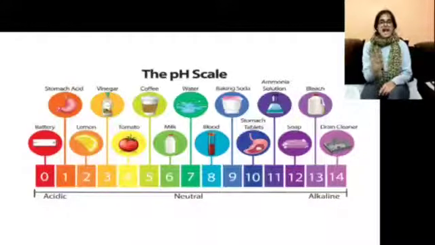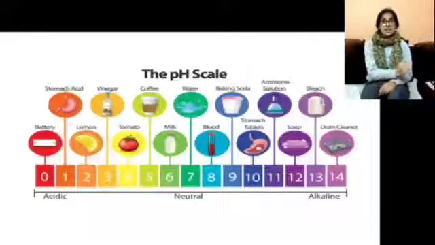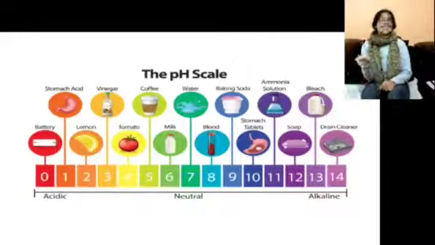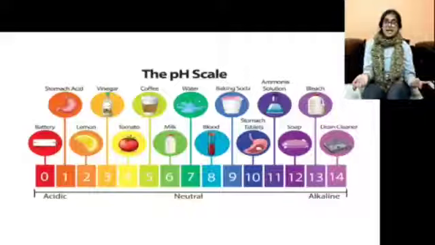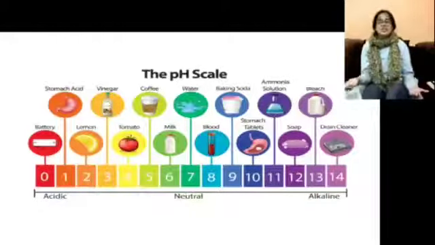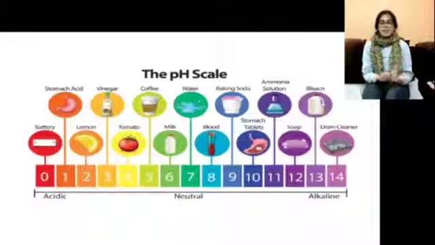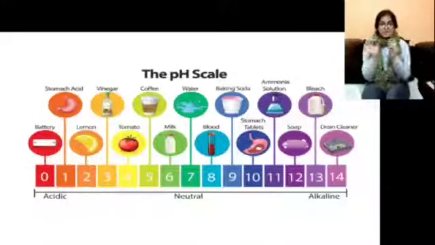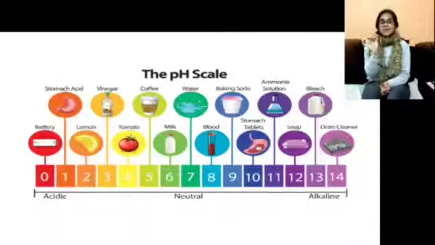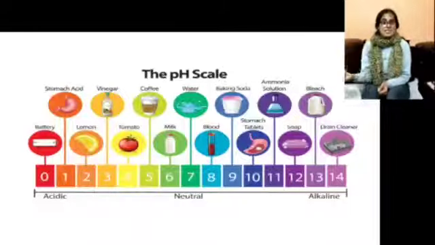All the substances having pH lesser than 7 are known as acids. The lesser the value of the pH, the more corrosive is the acid. And when I talk about bases, the values ranging from 7 to 14 correspond to bases. The higher the value of pH, the more basic is the substance.